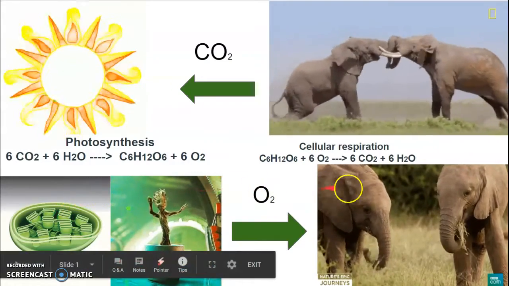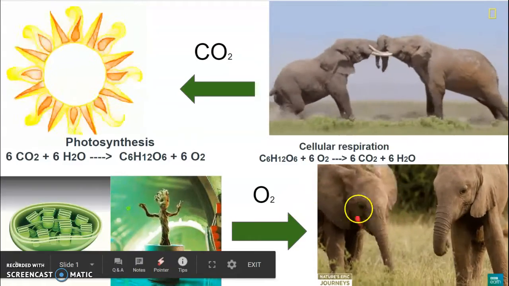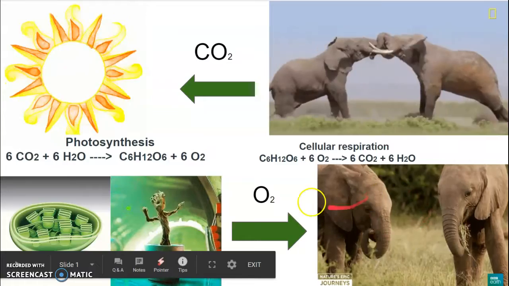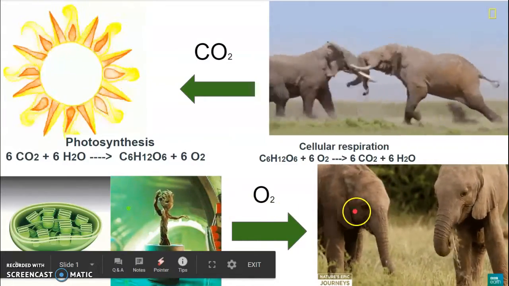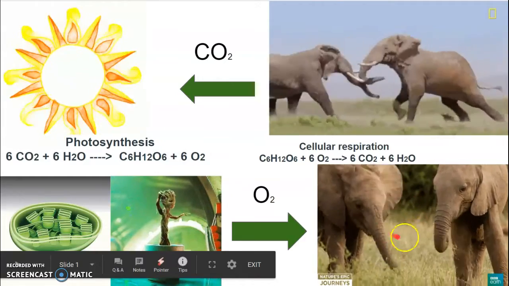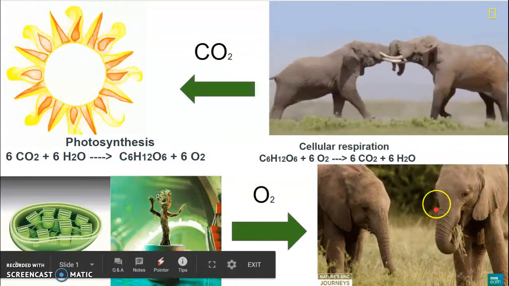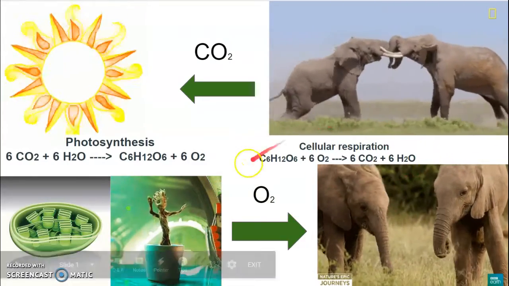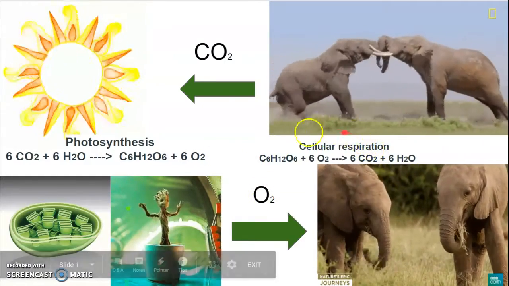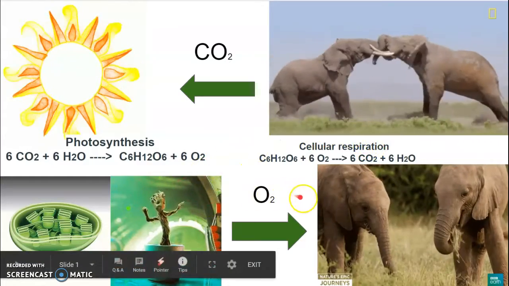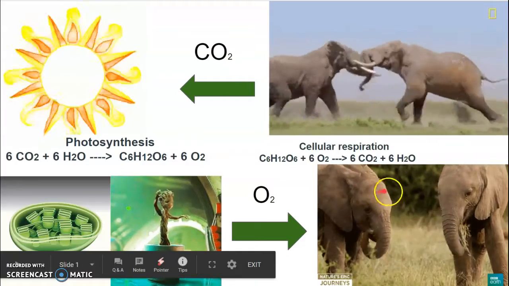At this point, this is where my favorite animal comes in, the elephant. Elephants are herbivores and consume plants such as fruit, and these herbivores can break down the sugars that plants make, which is where cellular respiration occurs. At this time, the cell also gives off oxygen, which us humans and animals breathe as well.